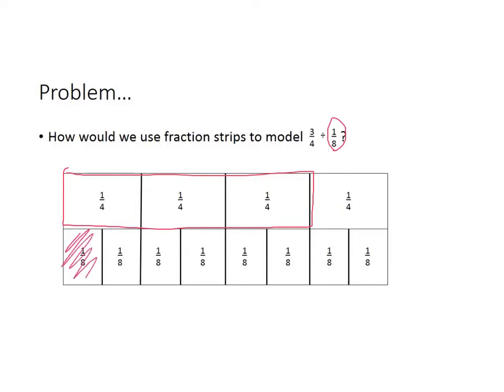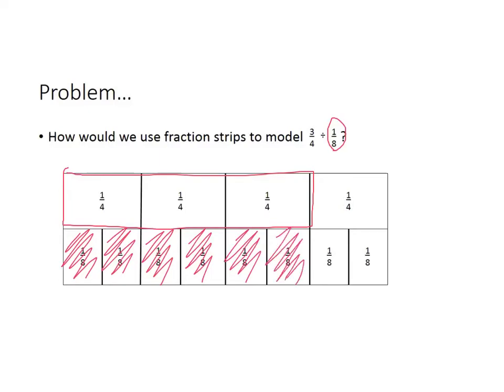If you look, there's 1, 2, 3, 4, 5, 6. So if we were to take 3/4 and divide it into groups of 1/8, we would get 6. There are 6 groups of 1/8 inside the section of 3/4.